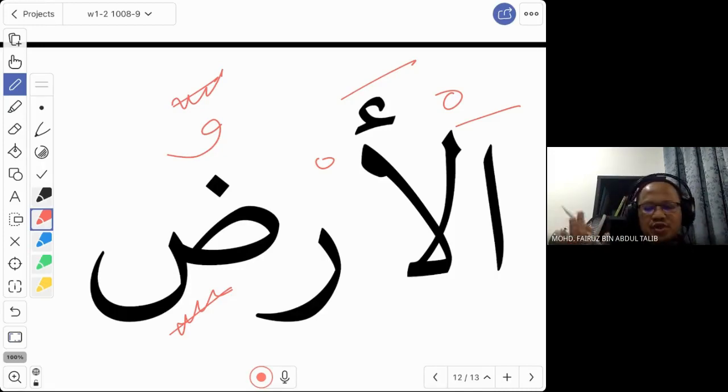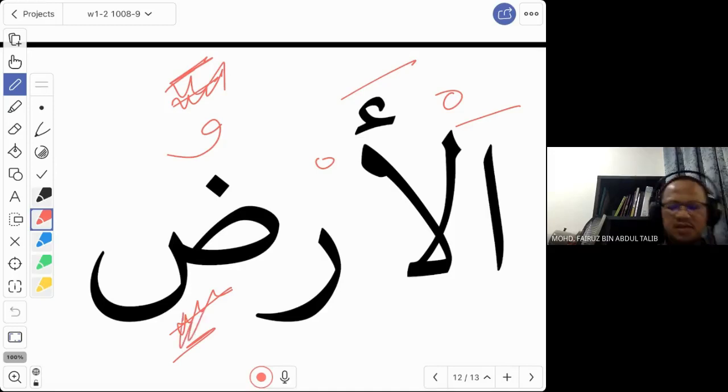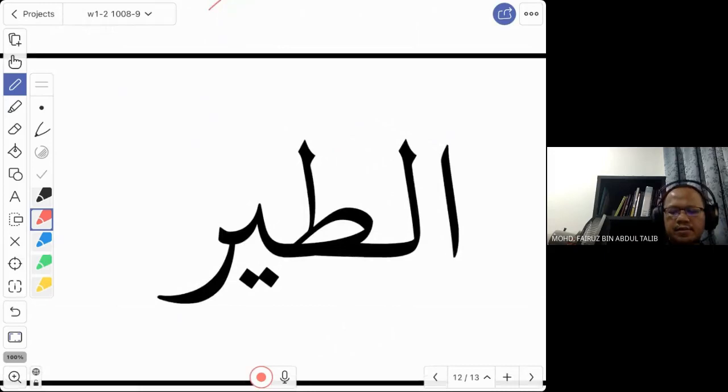But if you put this word in a sentence, then you will see different vowels, different endings. Sometimes it is arda, sometimes it is ardi, right? But the meaning is still the same. That means the earth. Al-ardu, okay? Okay, next word.